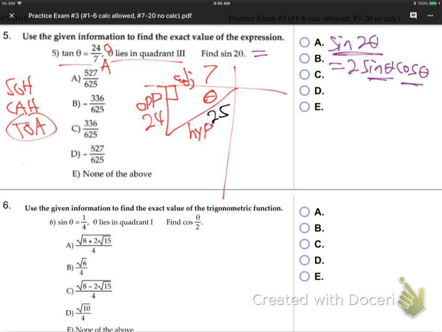So now, what's the sine of theta? The sine is opposite over hypotenuse. 24/25. Cosine, adjacent over hypotenuse. 7/25.